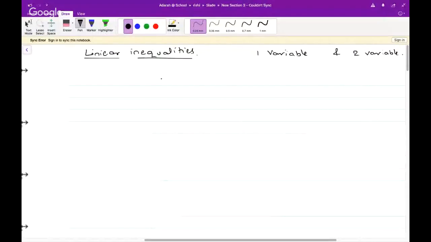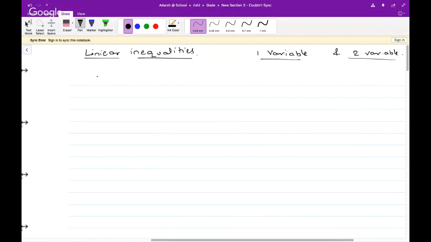Linear inequalities in one variable and in two variables. So first we'll figure out what linear inequalities in one variable are. Now you know linear equalities, when x equal to 3, what does it mean? The value of x is 3. So what does linear inequalities mean? That means it is not equal to, it is some other symbol.